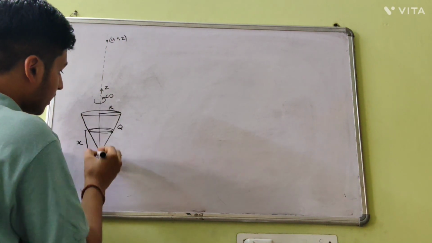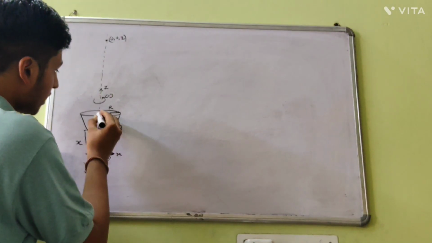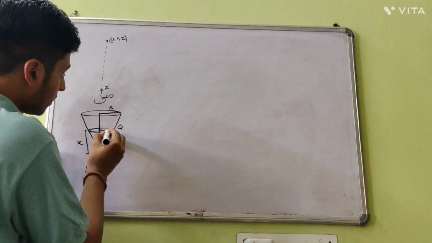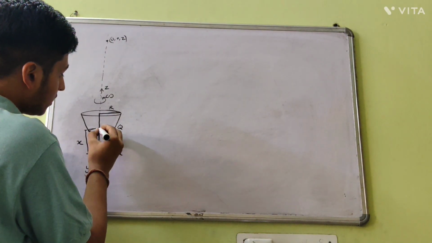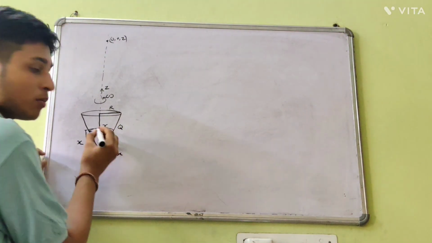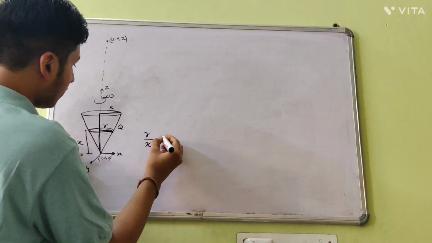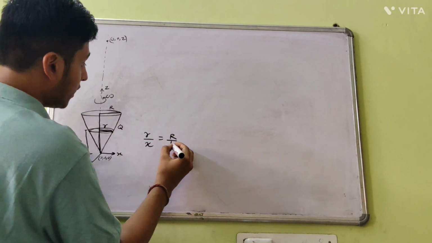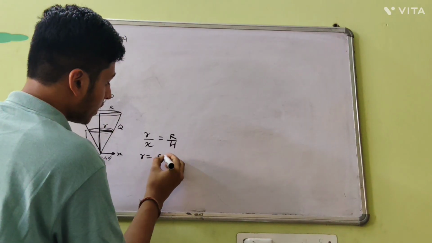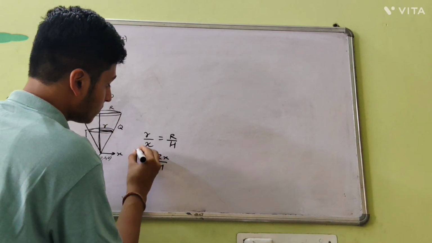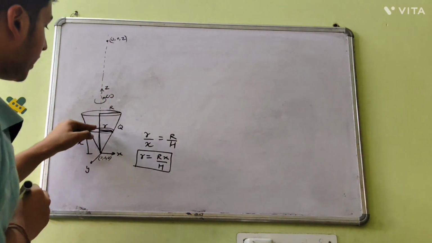Since these triangles are similar, this triangle and this triangle, let's say the radius of this small ring is r. So r by x will be equal to capital R by h. So the radius of this ring is Rx by h. This is the radius of this ring.